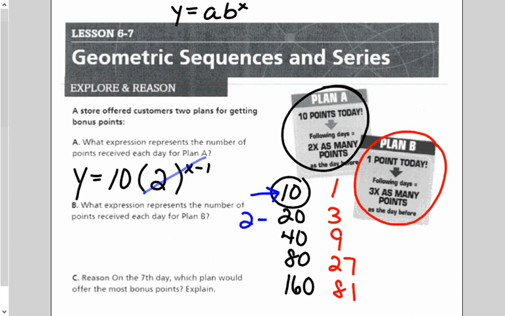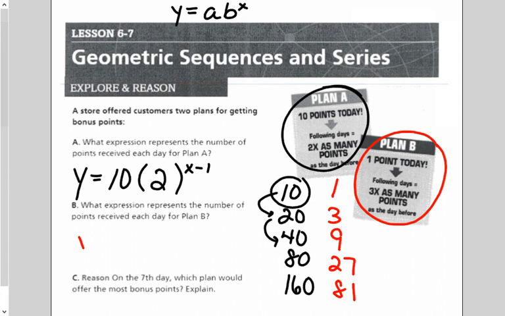On day 2, which we know we would have 20 points, a 2 would make sense for our exponent. 2 minus 1 is 1. 2 to the first power is 2. So you're going to take 10 times 2 to get 20. So that exponent of x minus 1, I hope it makes sense to you, because you multiply by that number 2 one less time than whatever day you're on. So on day 1, you don't multiply by 2 at all. On day 2, you multiply by 2 once. On day 3, you multiply by 2 twice. So that's where the x minus 1 comes from, right?